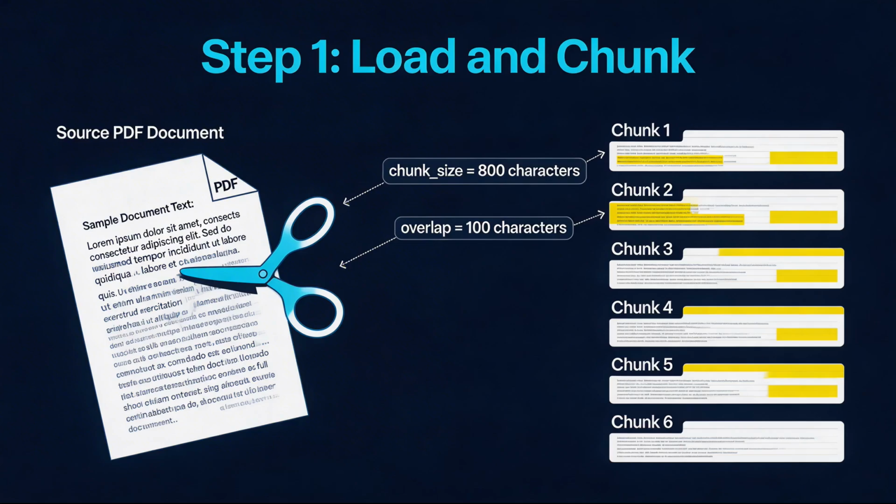The recursive splitter is smart about where it cuts. It tries paragraph breaks first, then sentence breaks, then word breaks. This preserves the natural structure of your text instead of cutting mid-sentence. For a typical 100-page document, you'll get around 500 to 1,000 chunks.